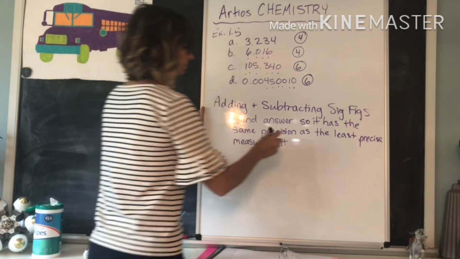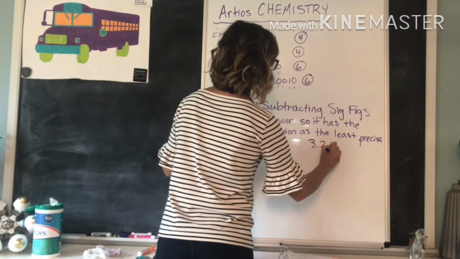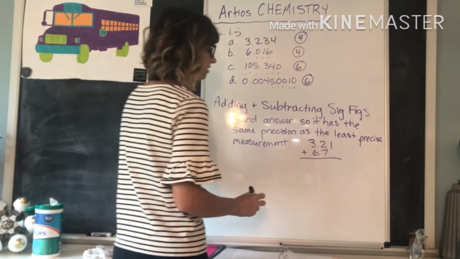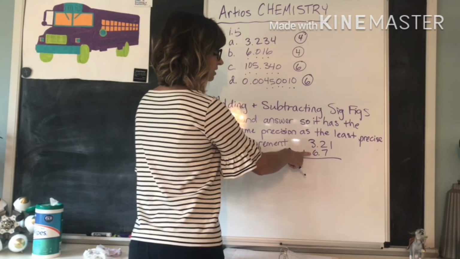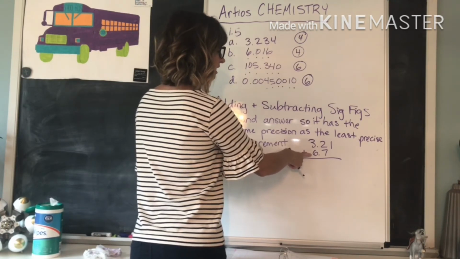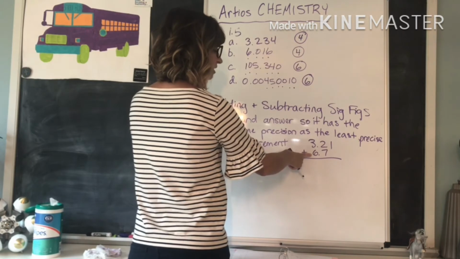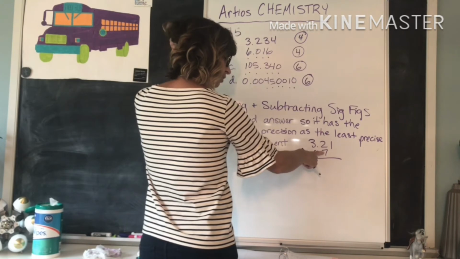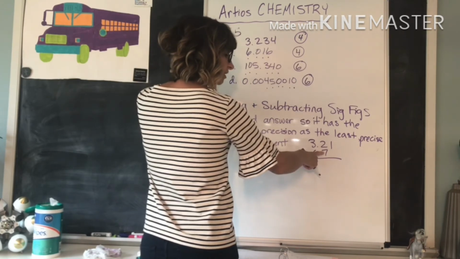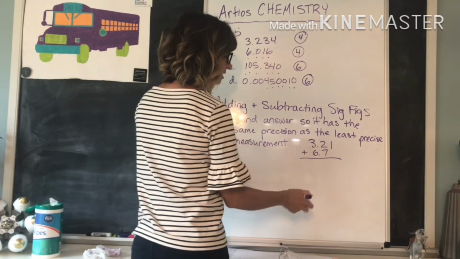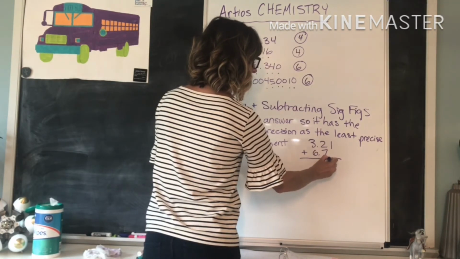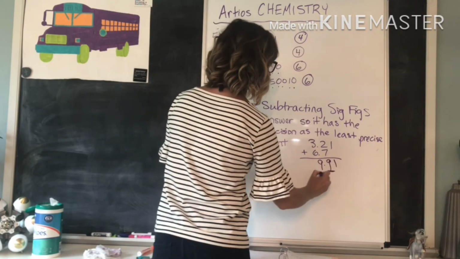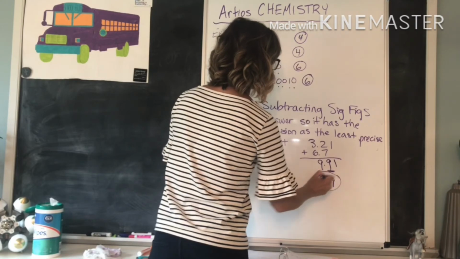precise measurement. Okay, so if we're doing 3.21 plus 6.7, our answer is only going to be as precise as the number with the least precision, which is 6.7. 6.7 goes to the 10th. This one goes to the 100th. This is less precise. So our answer can only be to the 10th. So this 1 really doesn't make a difference. We can bring it down, and then 9 and 9. But we're gonna round to this place value. So the answer, you would only write down as 9.9, okay?